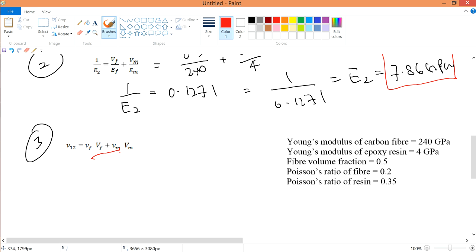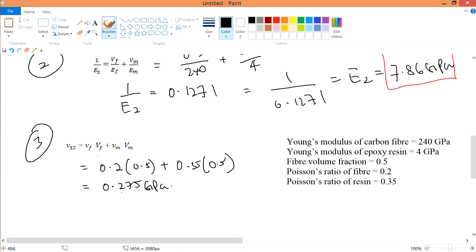With these values, we know that this is the Poisson ratio of the fiber, which is 0.5. Poisson ratio of the matrix is 0.35, and the volume fraction and the matrix are all known already, right? So I'll just simply sub in the values. I'll have 0.275 GPa. This is the Poisson ratio. And I don't know why there's an SI unit. It's a ratio, right? But anyway, just put it like that.